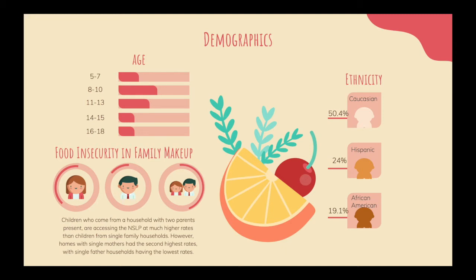A majority of the children accessing this program are 13 and below, and children who are between the ages of 8 and 10 have actually the highest rates of accessing free and reduced lunches, while children 14 and older are accessing the program at significantly lower rates. Children who come from 2-parent households have the highest rates of accessing the NSLP, while children of single mothers have the second highest, and children of single fathers have significantly lower rates than those in two-parent households and single mother households.